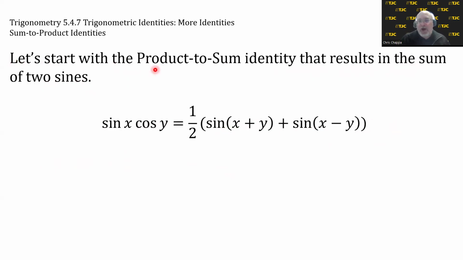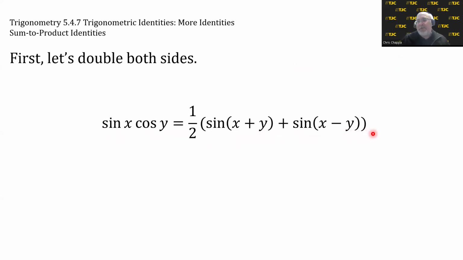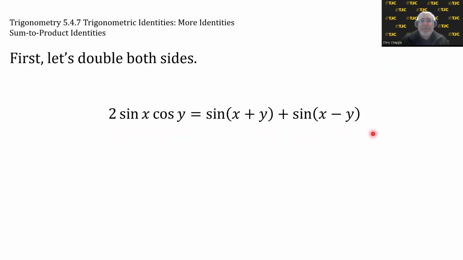Let's start with the product to sum identity that results in the sum of two sines. In this case, sine of x cosine of y equals 1/2 times sine of x plus y plus sine of x minus y. First, let's double both sides. That will put a 2 on the left and cancel the 1/2.